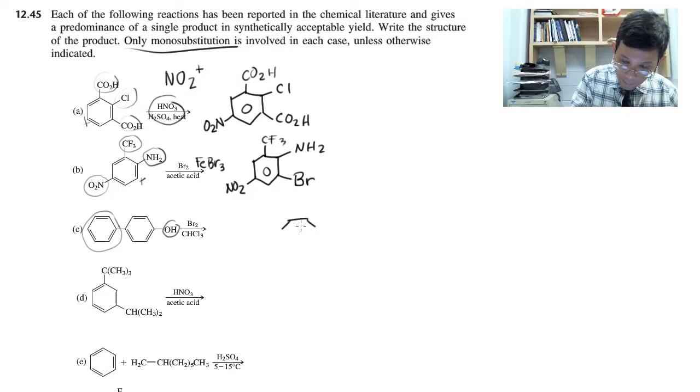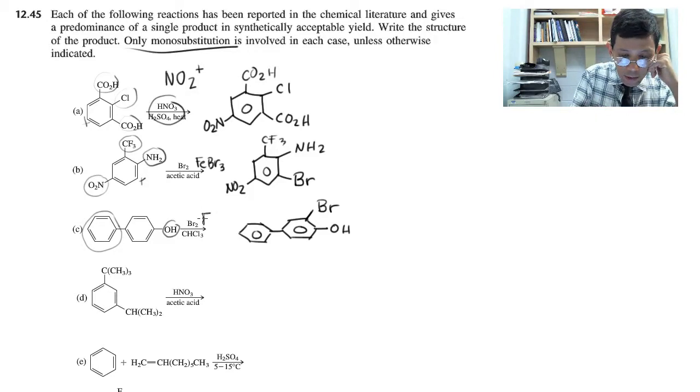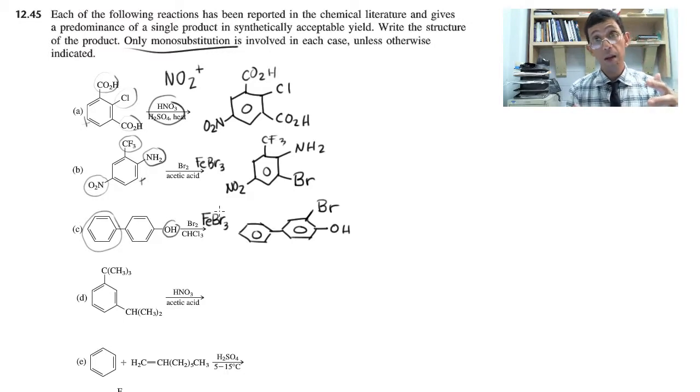benzene with an OH, and at the para position you have another benzene. Now ortho to the hydroxy you have a Br. Just like the previous question, there is no Lewis acid. Apparently the reaction works without FeBr3, but ideally you want to put an FeBr3 there.